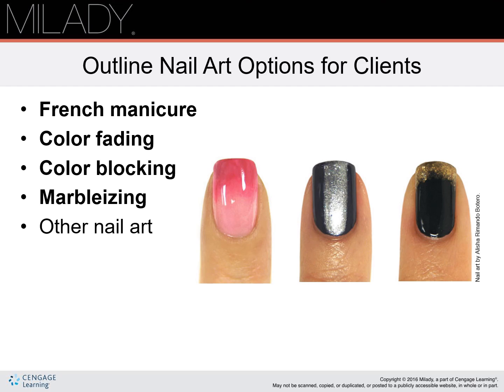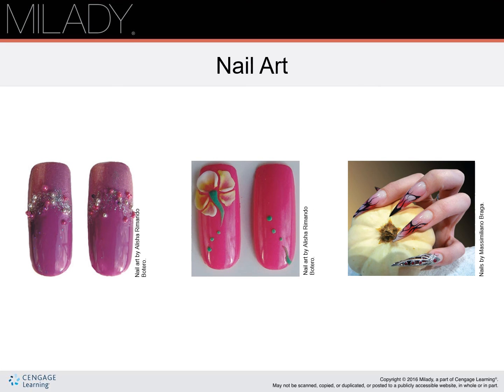Marbleizing. This is a swirled effect that can be created when you combine two or more colors while wet and then mix them on the nail with a marbleizing tool known as a stylus. So what is a stylus? It is a tool with a solid handle with a rounded ball tip at each end that can range in size. There's just some more nail art that you guys can look at. And again, this book was written in 2016, so you guys know that nail art has come a really, really long way.